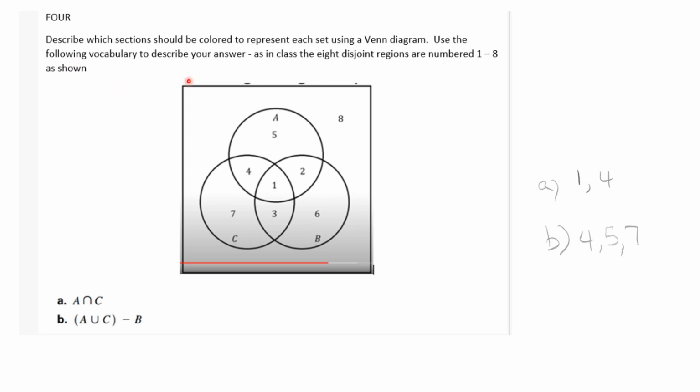Here we were to describe which section should be covered to represent each Venn diagram. We have A intersect C, and A union B minus B. So the answer to part A was 1 and 4. That is A intersect C, and for part B, it was 4, 5, and 7.